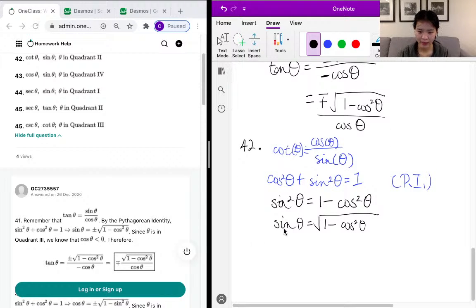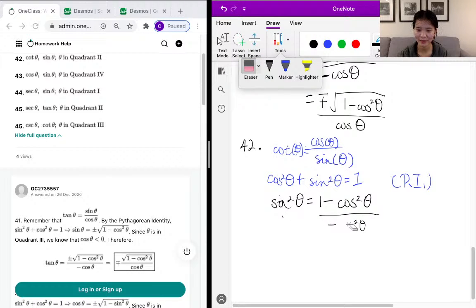Okay, so here we have our sine theta in terms of cos theta, and actually no, I was originally thinking correct.